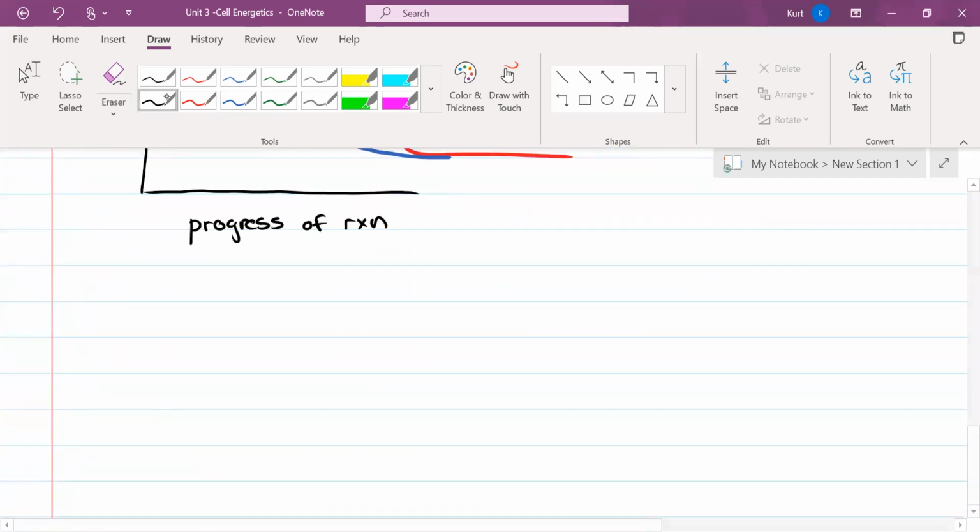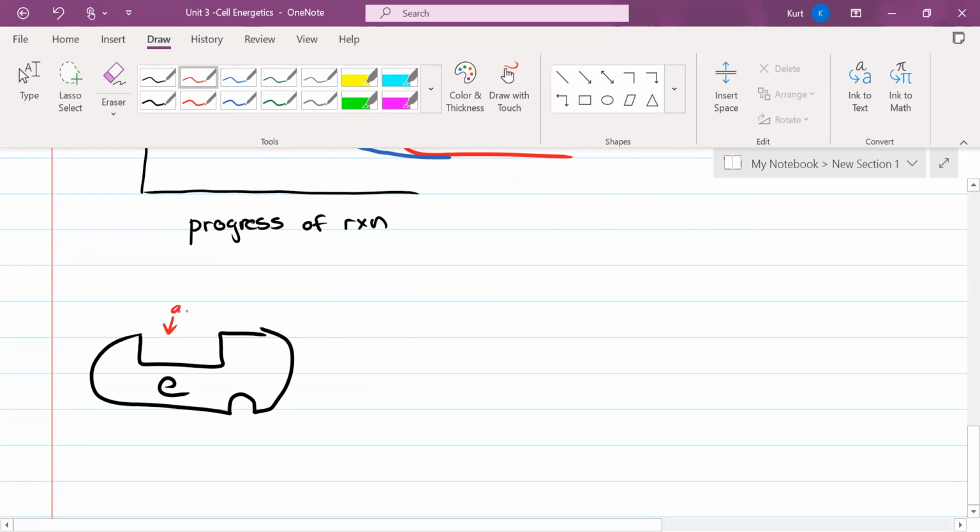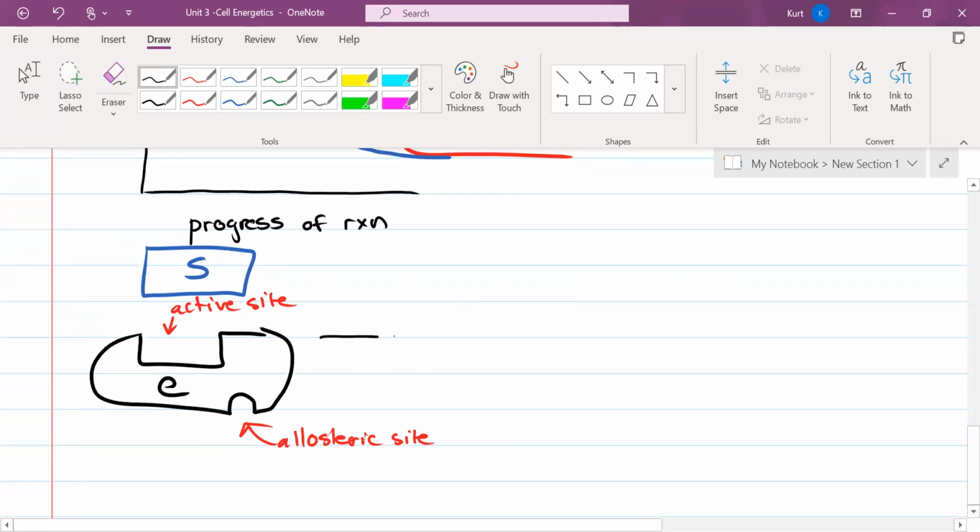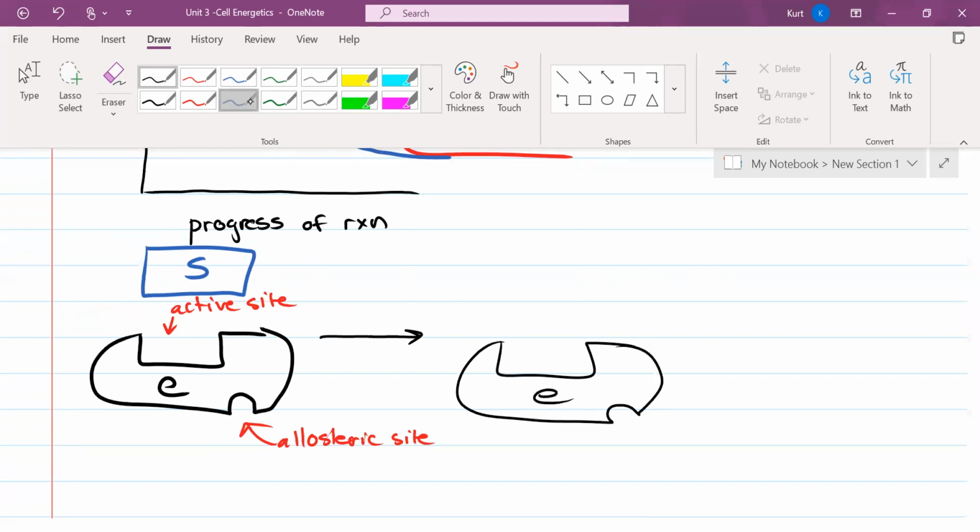Okay, let's get to enzymes again. Some things you should know. I'll put E for enzyme. This is your active site. And this is your allosteric site. Let's say that I have a substrate right here. Obviously, a substrate fits in there. Well, let's say that we have our enzyme and our substrate. We have an enzyme substrate complex.